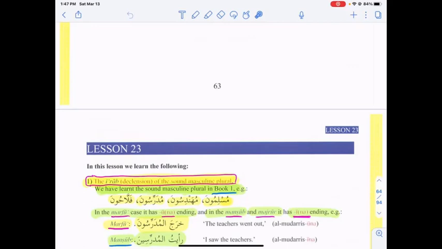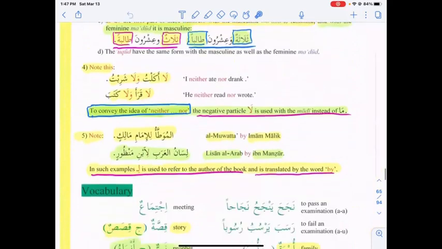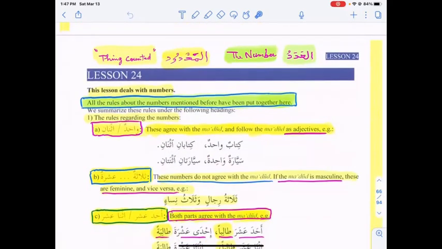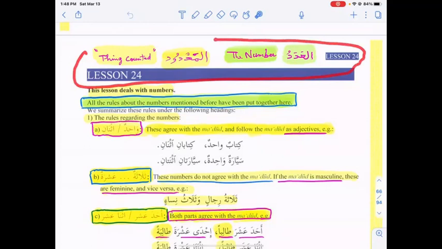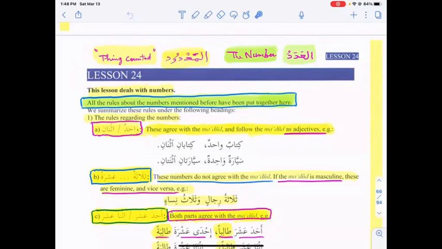What is lesson 24? This lesson is very important. It will remain important for a long time, as far as the numbers are concerned. This has all the information about numbers. So whenever you are confused about numbers, you can always go back to lesson 24, and it will help you to understand. Don't try to read the whole thing at once, but whatever you need to understand, take it bit by bit. Lesson 24 is like a reference lesson.